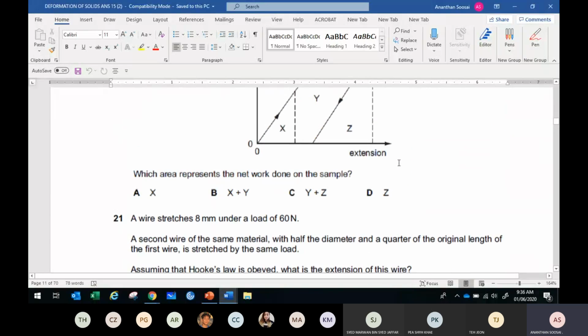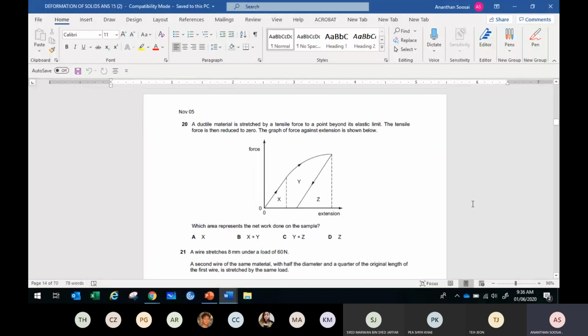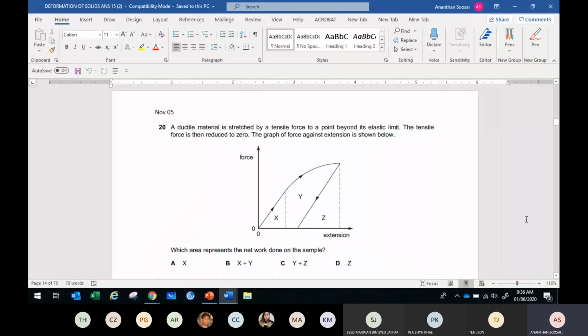Let me show you this one. Question 20, what's the answer? This is November 5, page 14. Let me expand a little. Getting the answer quite fast. Good. Getting B again. Many of you are saying B. Which area represents the net work done on the sample? Yes, net work done.